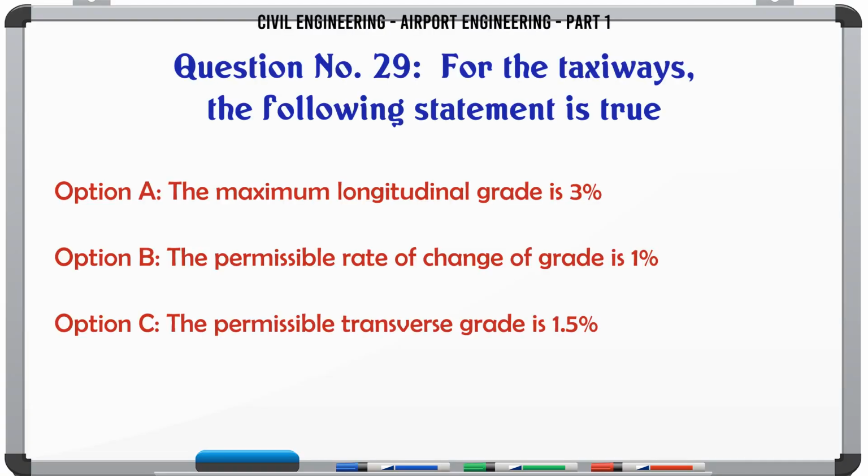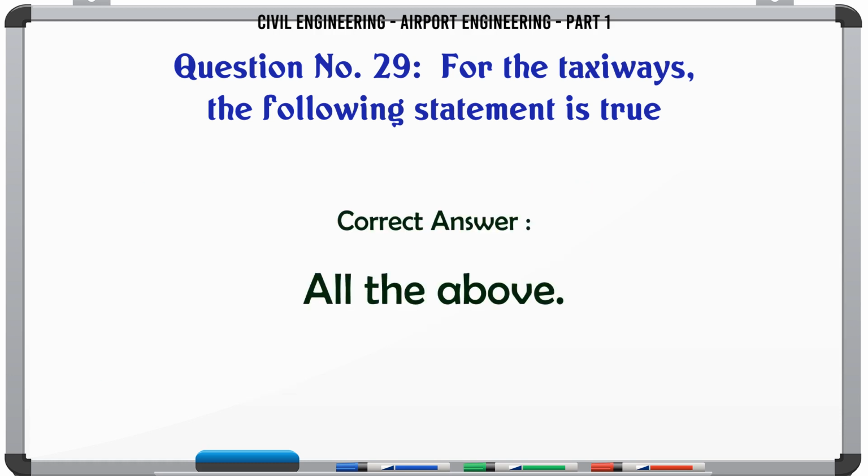For the taxiways, the following statement is true. A. The maximum longitudinal grade is 3%. B. The permissible rate of change of grade is 1%. C. The permissible transverse grade is 1.5%. D. All the above. The correct answer is all the above.